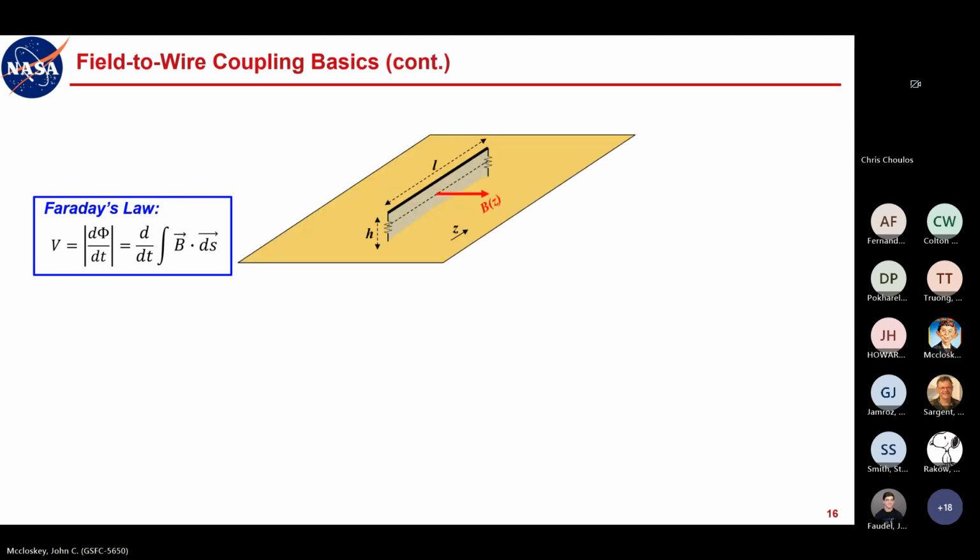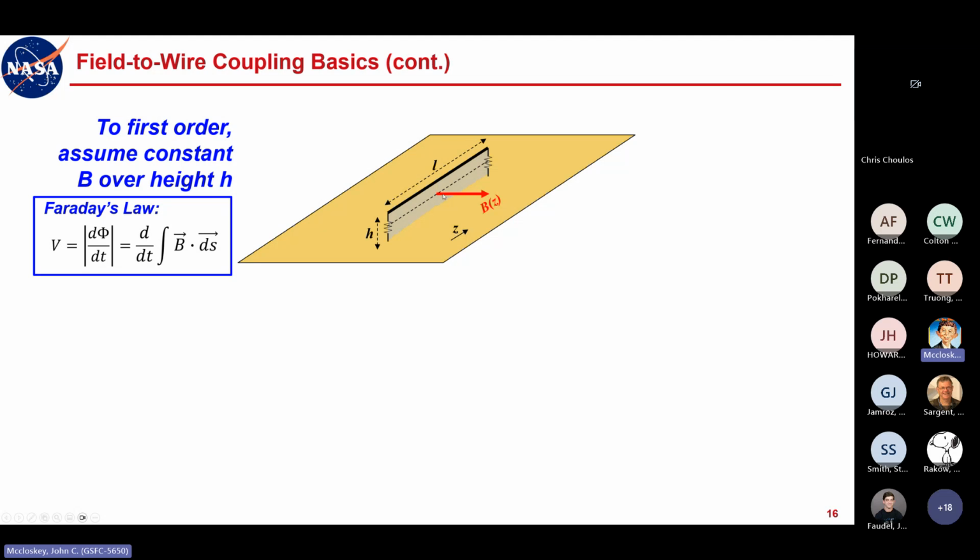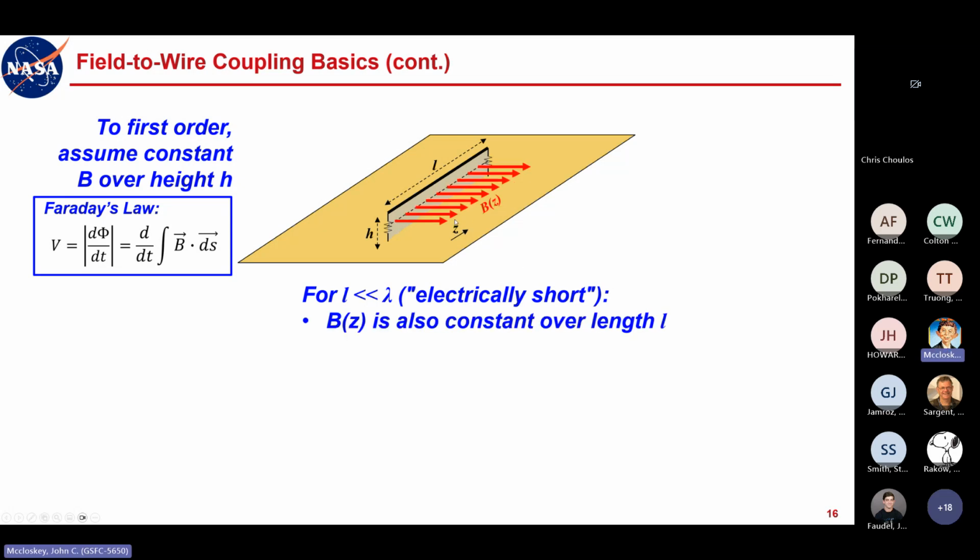So, just continuing on this concept here, to first order, when we look at a magnetic flux or magnetic flux density, the B field, penetrating this loop, whether it's from an incident electric field or cable-to-cable crosstalk, we're going to assume that B is constant over the height h. Now, for an electrically short cable, when the length is much shorter than a wavelength, so at low frequencies, we can assume that B is also constant over the length L.